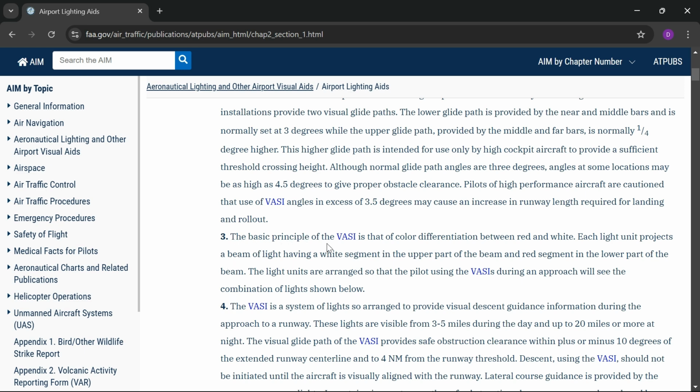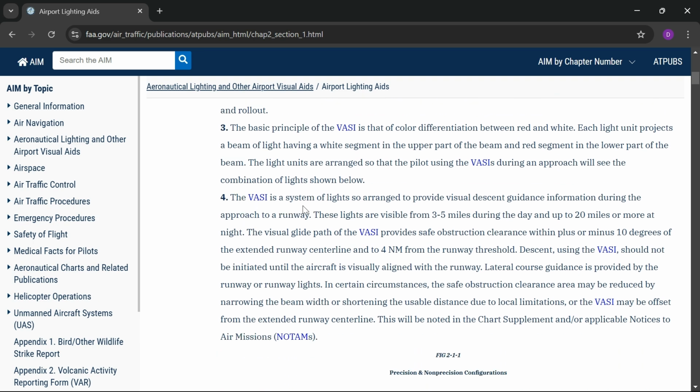The basic principle of the VASI is that of color differentiation between red and white. Each light unit projects a beam of light having a white segment in the upper part of the beam and a red segment in the lower part of the beam. The light units are arranged so that the pilot using the VASI during an approach will see the combination of lights shown below.